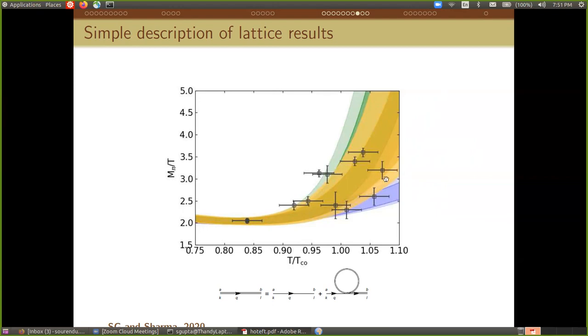This is all one sigma. Oh, okay. And the lighter one, two sigma or whatever. Yeah, right. One sigma here, two sigma here. Okay.